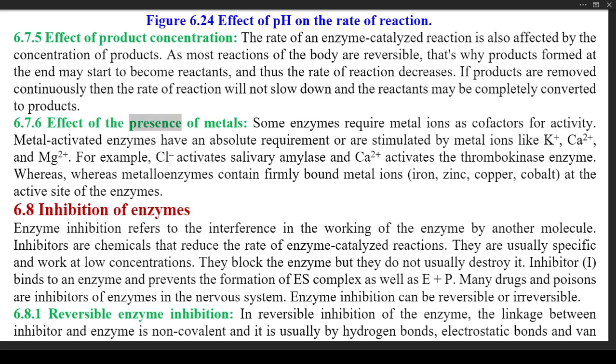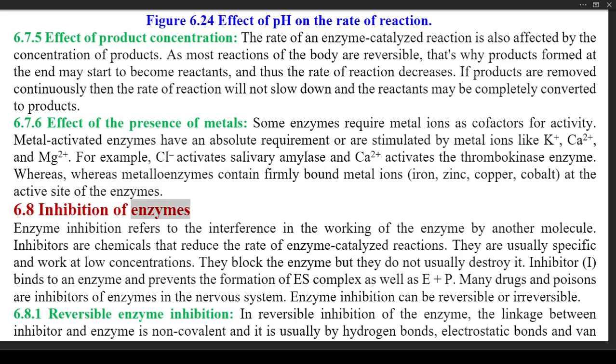6.7.6 Effect of the presence of metals. Some enzymes require metal ions as cofactors for activity. Metal-activated enzymes have an absolute requirement for, or are stimulated by, metal ions like K+, Ca2+, and Mg2+. For example, Cl- activates salivary amylase and Ca2+ activates the thrombokinase enzyme. Whereas metalloenzymes contain firmly bound metal ions, such as iron, zinc, copper, and cobalt, at the active site of the enzymes.